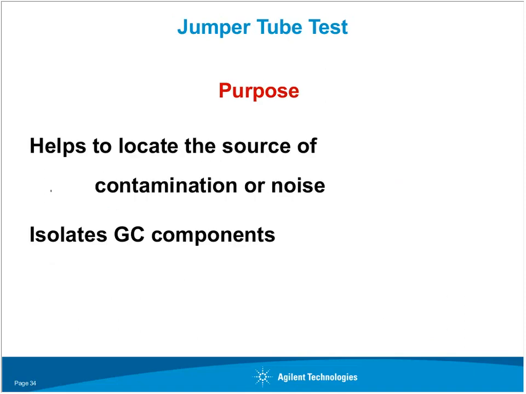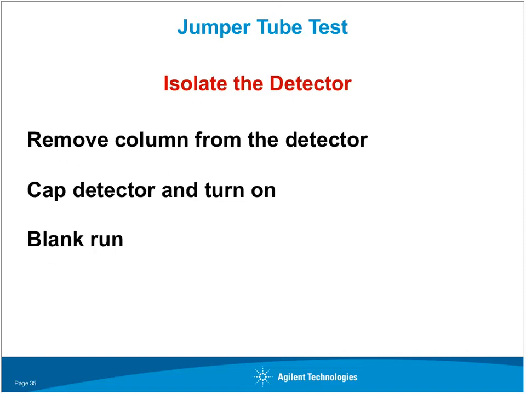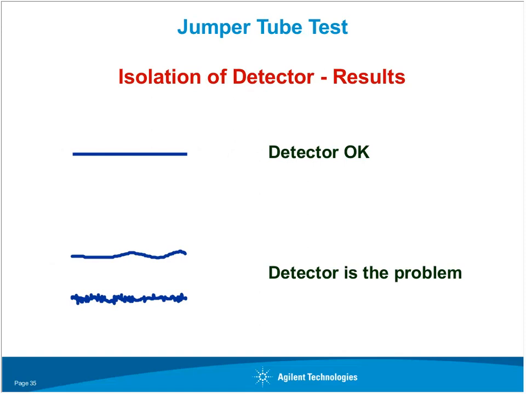So let's look at the jumper tube test. The purpose is to help locate the source of the contamination or noise, and it isolates GC components. So in the jumper tube test, let's isolate the detector. We're going to remove the column from the detector, cap the detector, turn it on, and do a blank run. If the detector is flat, it's okay. We've isolated that. We know that if we get a nice flat run, the detector's okay. If the detector gets this wavy baseline or noise, we know it's a detector problem. So again, refer back to these slides as needed.